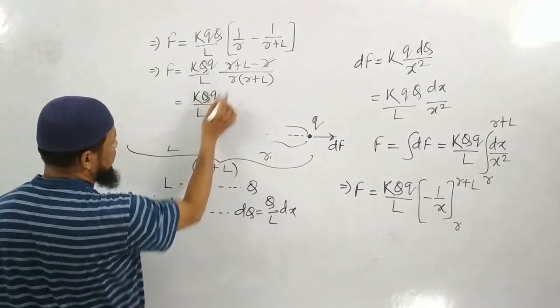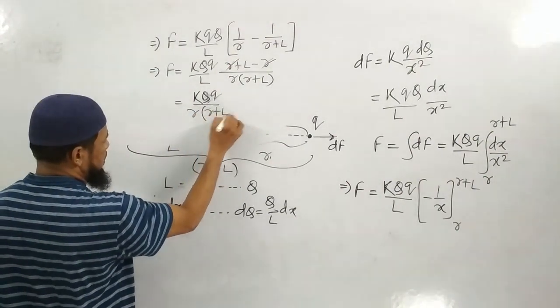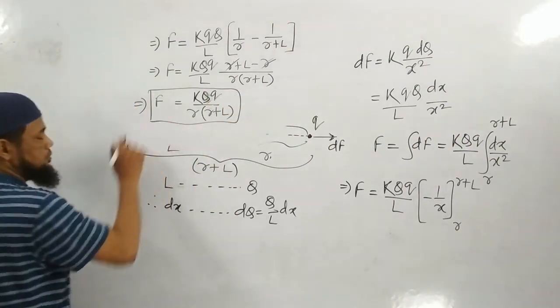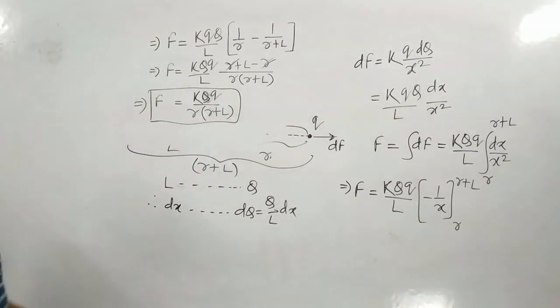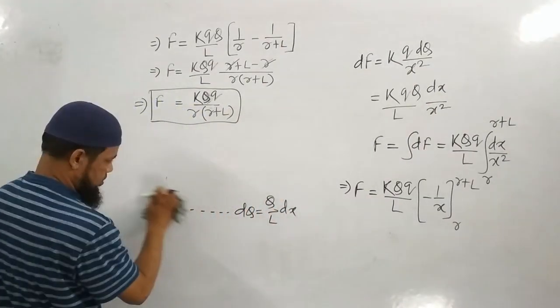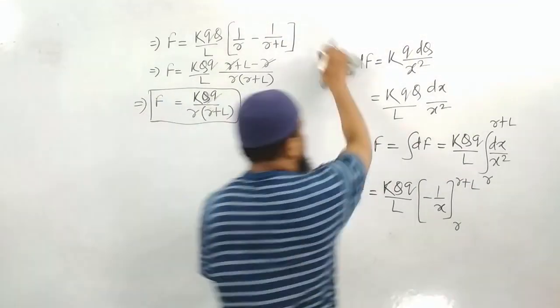How much will be left out? L will get cancelled in the next line, right? R into r plus L. This is the force. Okay, so this is how we can calculate. Understood?